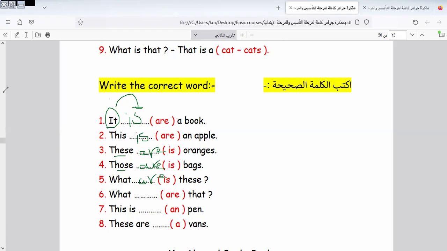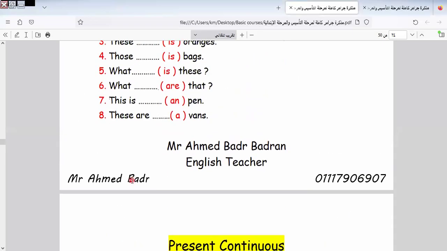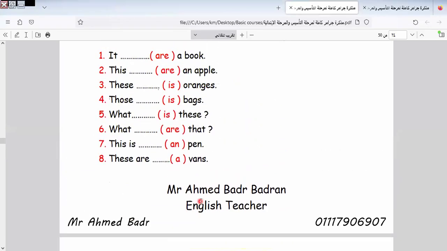Today I'll stop here in this part. Next class, we will start the tenses. Next class, we start present continuous tense.